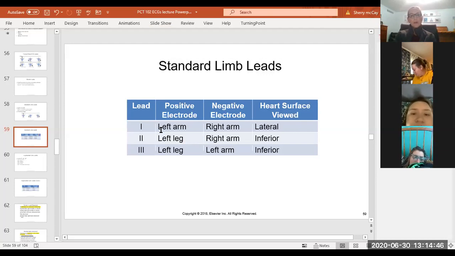Okay. All right, so what I was saying is lead 1 is left arm, and it's the positive, and the negative electrode would be on the right arm, okay? And then it gives you a lateral view of the heart. Lead 2, the positive is on the left leg, the negative is on the right arm, and it gives you an inferior view. And lead 3, the positive is on the left leg, negative on the left arm, and it gives you an inferior view of the heart.